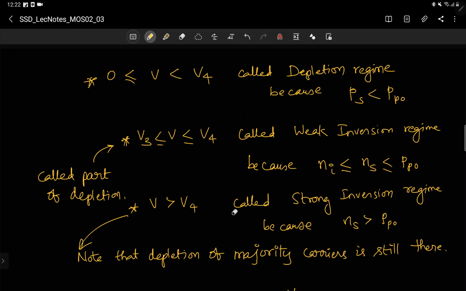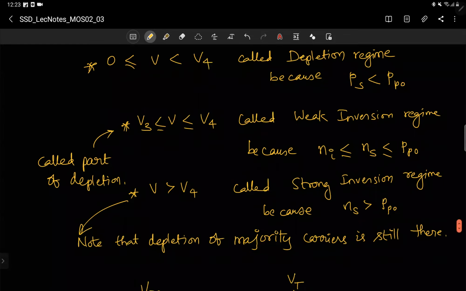For that reason, we do not want to say simply depletion, because it is not depletion of both carriers. There is only depletion of one carrier, that is hole. We cannot say depletion of electrons because electrons are very large in number now. So that is the reason we coined this word strong inversion. But that doesn't mean there is no depletion at all. Depletion is still there, but what kind of depletion? It is depletion of only one carrier type, that is depletion of majority carriers.